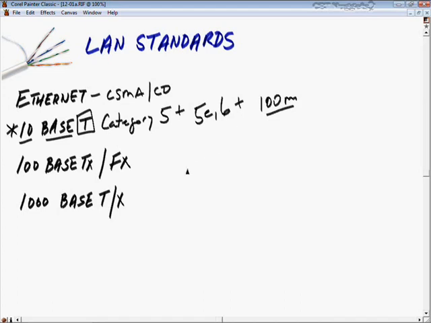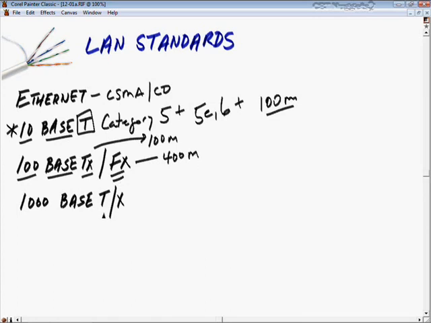Now what we have here is 100BASE-TX and 100BASE-FX. 100 means obviously 100 megabits per second, and it is baseband, and TX means it's Ethernet over twisted pair. TX has a segment length of 100 meters. FX, however, is using fiber optic cable, not twisted pair cable, but fiber optics. And with fiber optics, 100BASE-FX, we can have now a cable segment length of 400 meters.